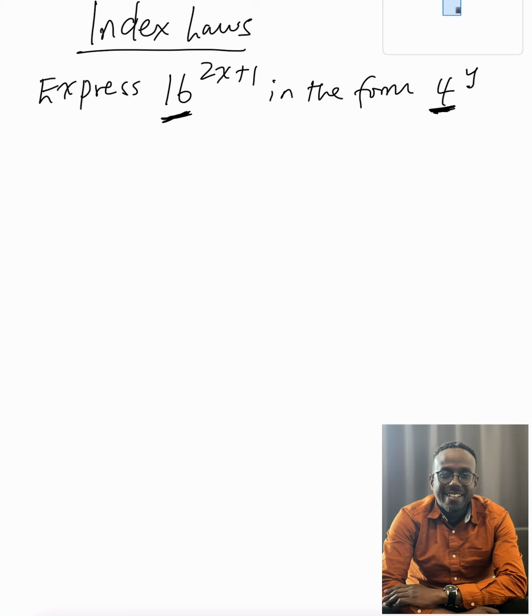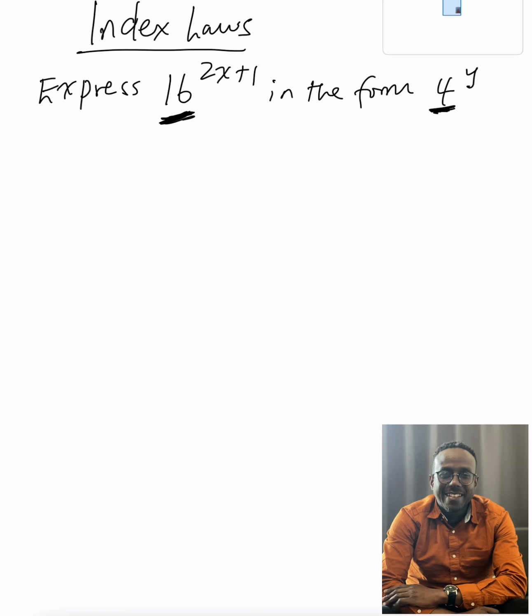When you look at the 4 and you look at the 16, you will see that 16 can actually be written as a power of 4. So all you need to do is look for a number. How do you write 16 as a power of 4?